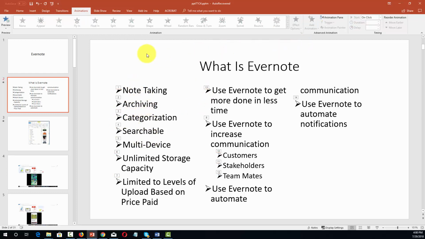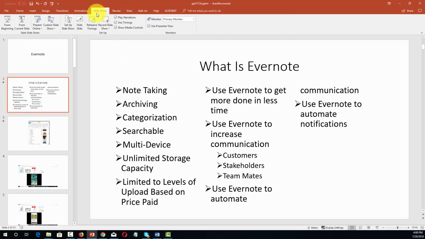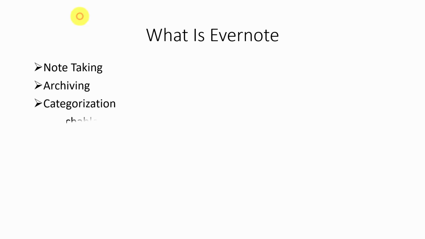Now, in order to see how this is going to appear during an actual slideshow, what we're going to do is go to our slideshow menu. We're going to click from the beginning. And what we're going to do is display the animation. And you'll notice that each one comes in on the mouse click.